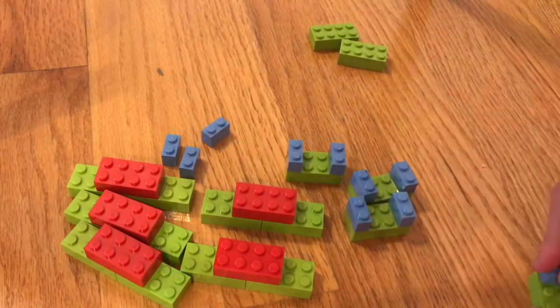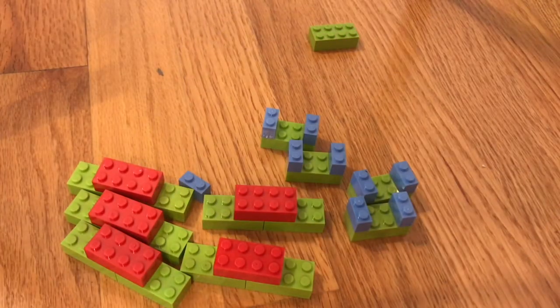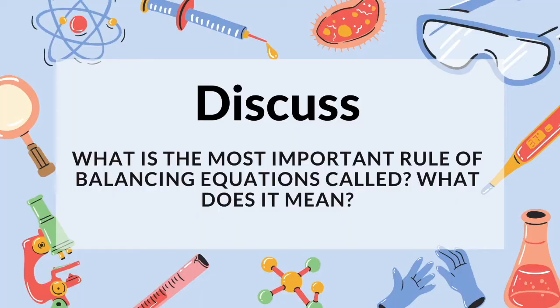After you have tried to find the number of water atoms, see how you did. You should have 6 water atoms. The first discussion question is, what is the most important rule of balancing equations called?